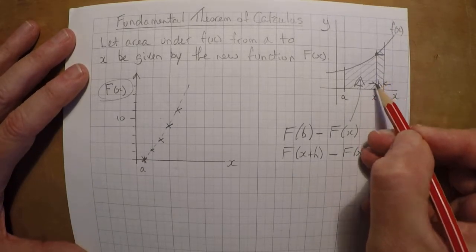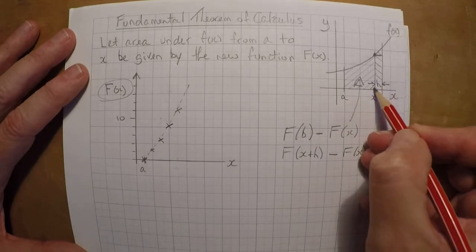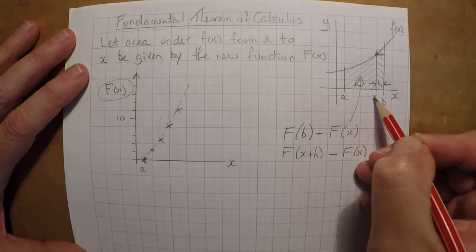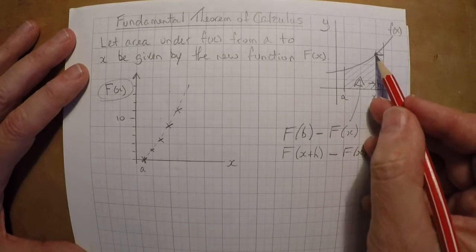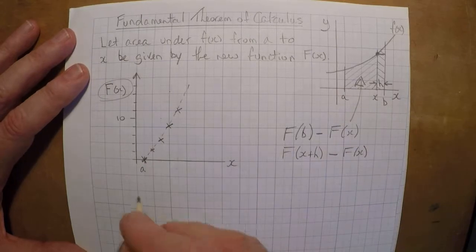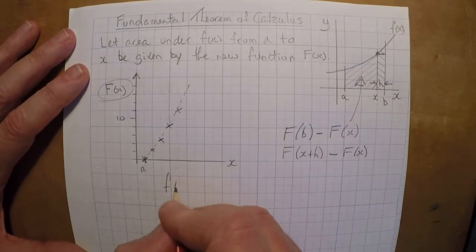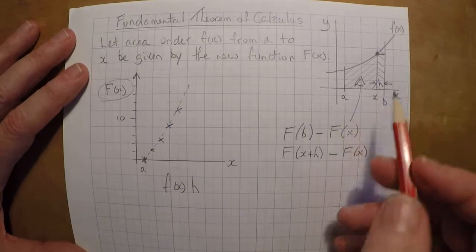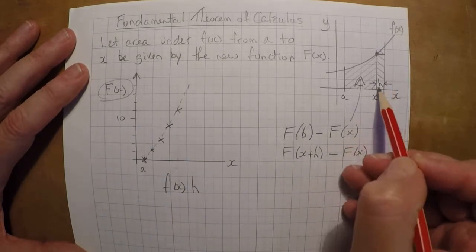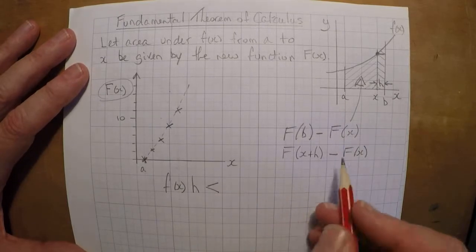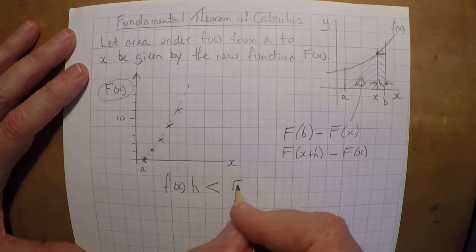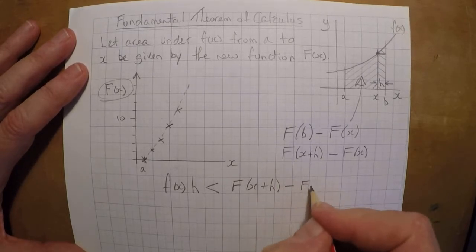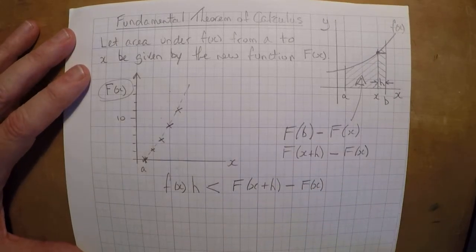Now what would be the height of this rectangle? Well, the height of that rectangle would be given by my formula, substituting the value of x. So if I do the height times the width, if I do f, that's little f of x, multiplied by h, that gives me the area of that rectangle, which is somewhat less than the area of the strip. That was f of x plus h minus capital F of x.